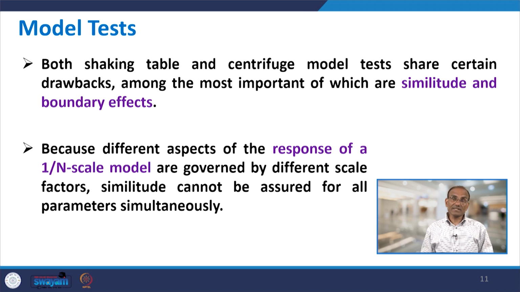Continue. Both shaking table and centrifuge share certain drawbacks, and among the most important are similitude and boundary effects. So, in both the tests, whether you have the shaking table or centrifuge model test, there are boundary effects. Because different aspects of the response of a 1 by n scale model are governed by different scale factors, similitude cannot be assured for all parameters simultaneously. So, if you want to simulate all the parameters, perhaps that is not possible. Normally we try to fix stress and strain parameters.